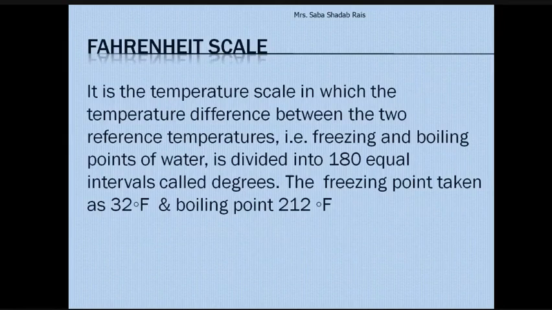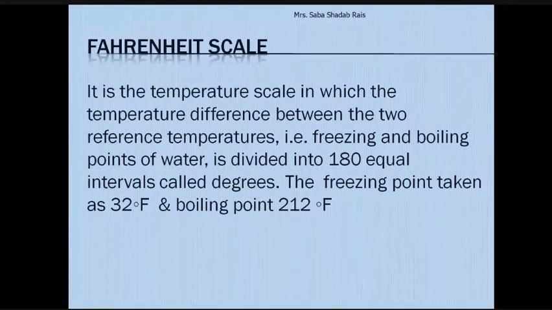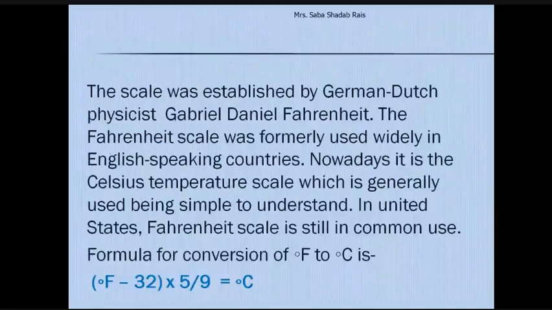The next scale, it is also a very common scale, that is the Fahrenheit scale. The Fahrenheit scale is the temperature scale in which the interval between the two reference temperatures, freezing and boiling point, is divided into 180. Now see how much difference there is? 180. So the freezing point is taken as 32 degrees Fahrenheit and the boiling point is 212 degrees Fahrenheit. So between them it is 180.